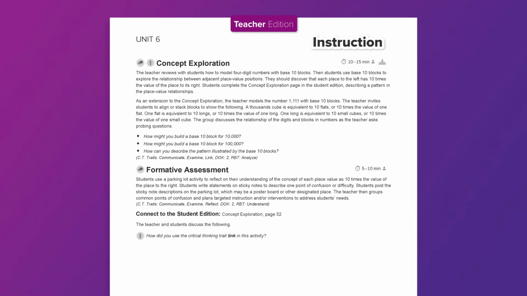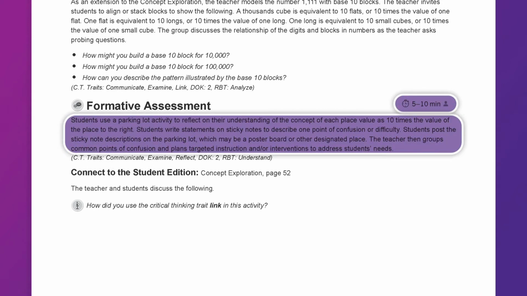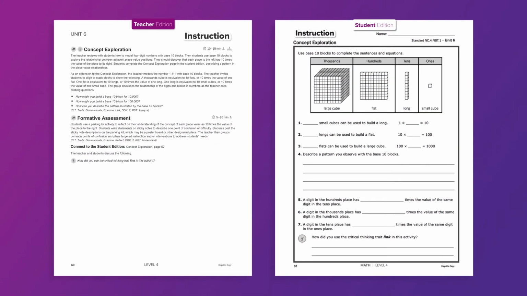Once direct instruction of the concept is completed, the next step is to formatively assess students' understanding. The teacher edition provides the question and suggests student groupings and the time it will take to complete the formative assessment associated with this activity. In this unit, it recommends 5 to 10 minutes and suggests that students use a parking lot activity to reflect on their understanding of the concept of each place value as 10 times the value of the place to the right. By using the concept exploration components in both the teacher edition and the student edition, engaging in effective instruction is easily within your grasp.